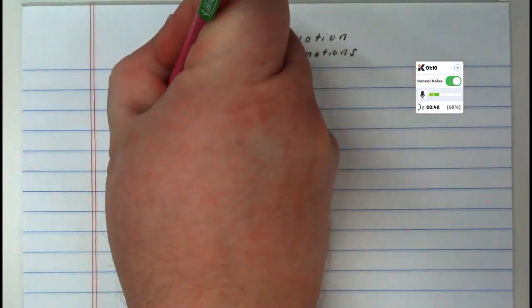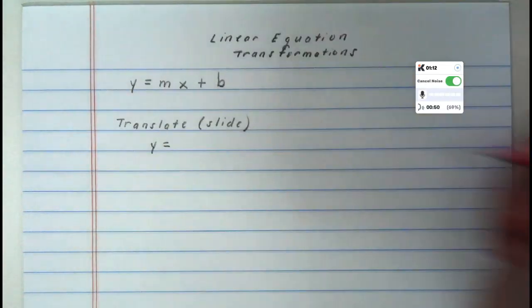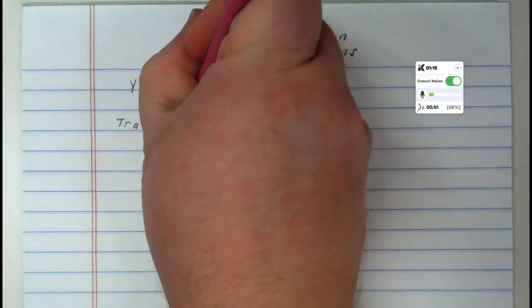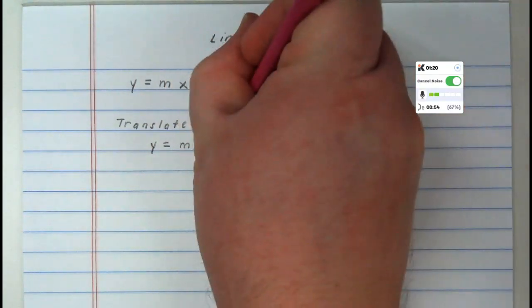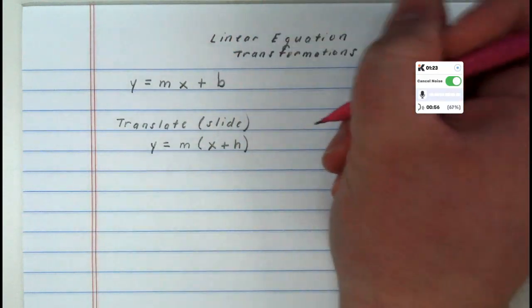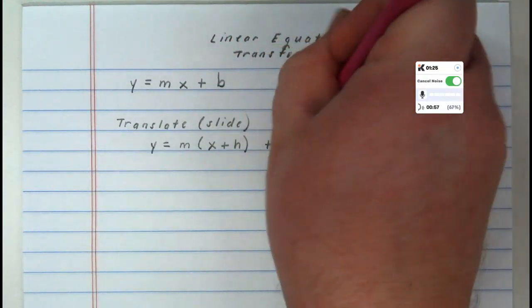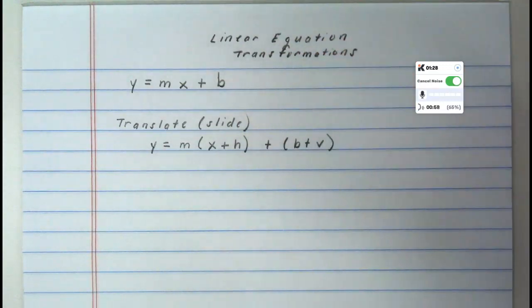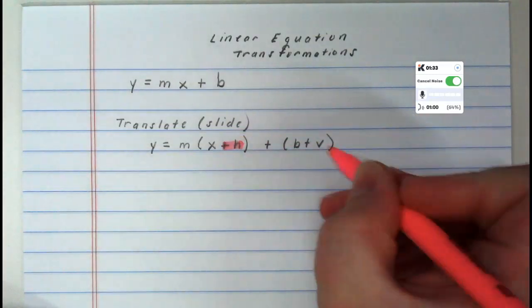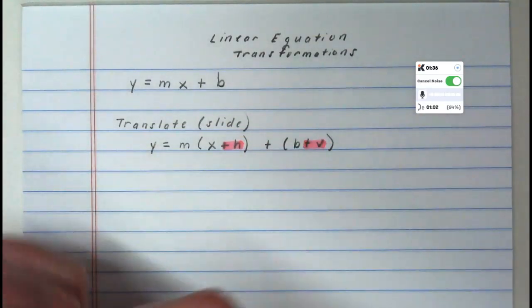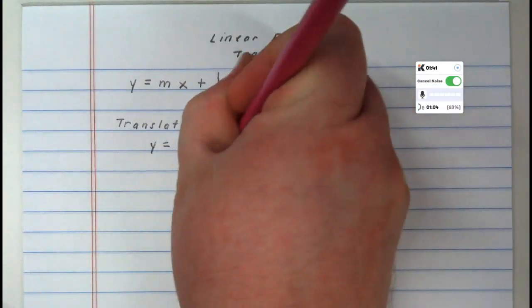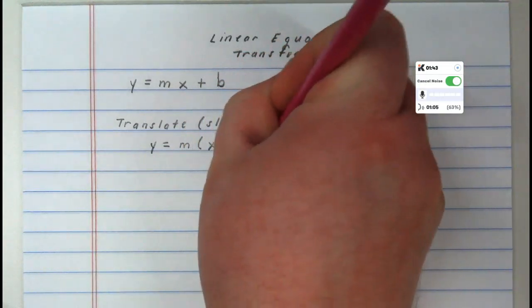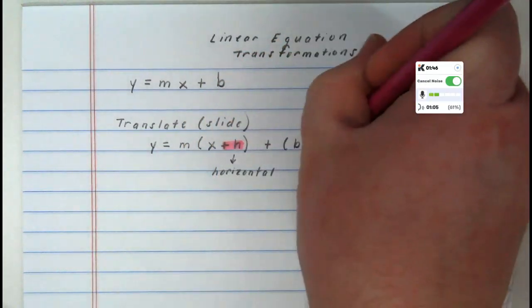So when you're looking at a translation, the y equals mx plus b will turn into y equals m times (x plus h) plus (b plus v). And the h and the v represent horizontal and vertical shifts. So the h is horizontal and the v for vertical.